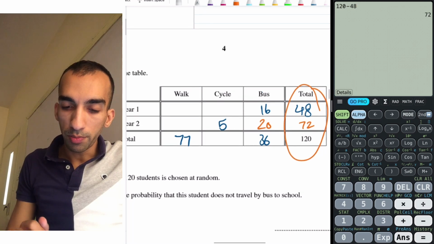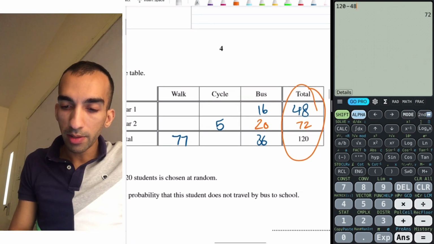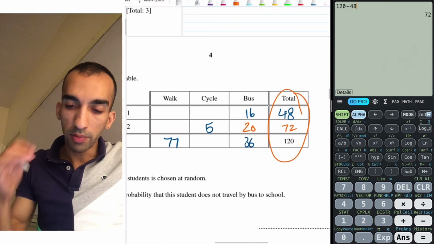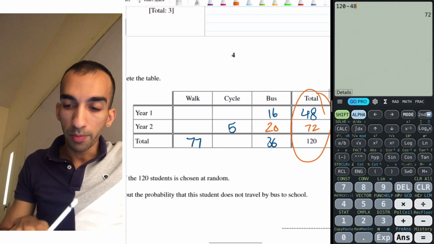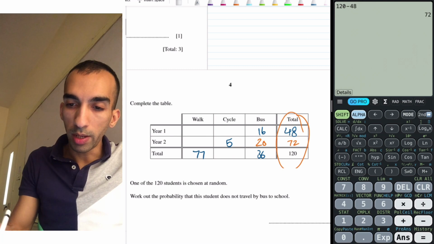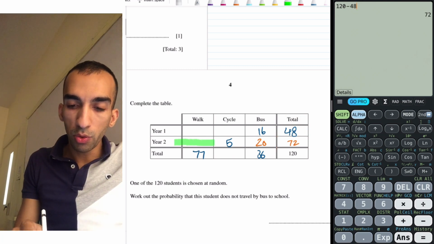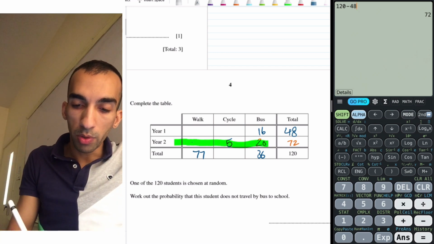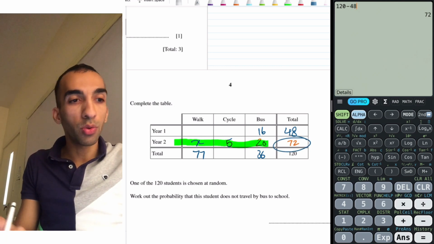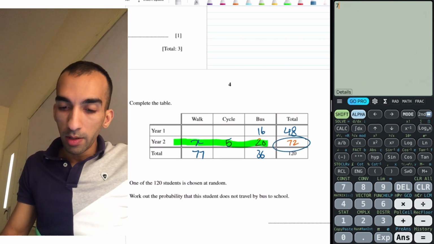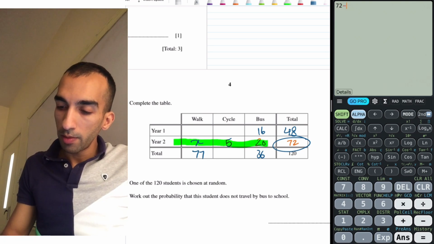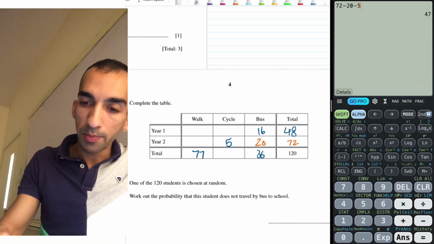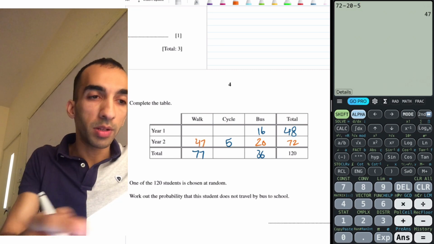Now what else can we do? Is there anything else that we're given? We had 5 statements, 1, 2, 3, 4, 5, and we figured out 5 numbers. Yes, now we need to work row wise. Take a look at this. In year 2, 5 plus 20 plus something, some number over here, x, gave us 72. So what should we do for that? We will subtract 5 and 20 from 72. What do we end up with? 47. So this number that I marked as x is going to be 47.